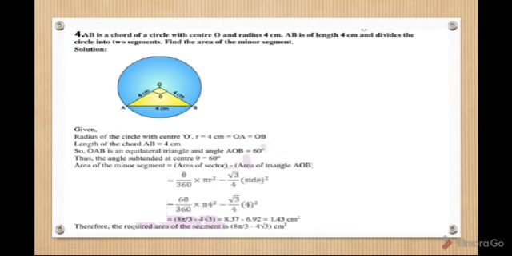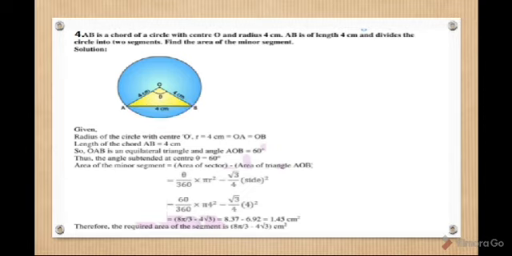Find the area of minor segment. You have to find the area of minor segment. First of all, we have to label which one is the minor segment. As you can see, since this AB is the chord dividing the circle in 2 parts or 2 segments, this part is minor segment. So you have to find the area of this pink portion.